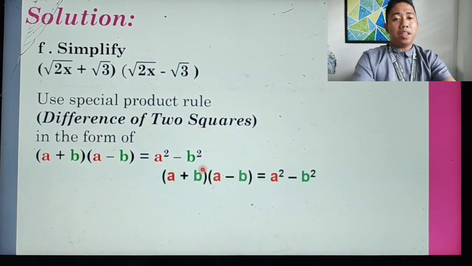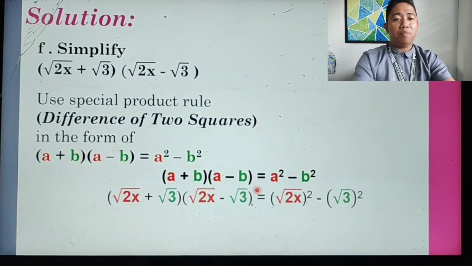So we get the perfect square of the first term. So we have square root of 2x times square root of 2x. So we eliminate the radical sign. So we express as exponent, square root of 2x squared. And then minus, since we all know that the product of these terms, positive and negative, is negative. And we get the perfect square of the last term. So square root of 3 times square root of 3, we have square root of 3 squared.